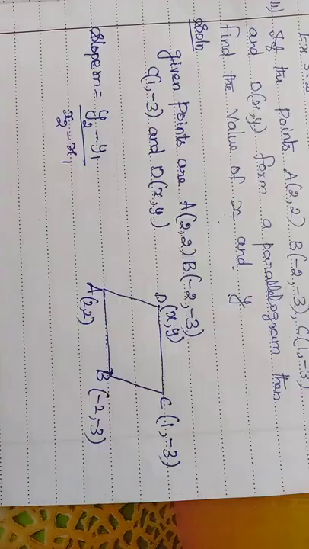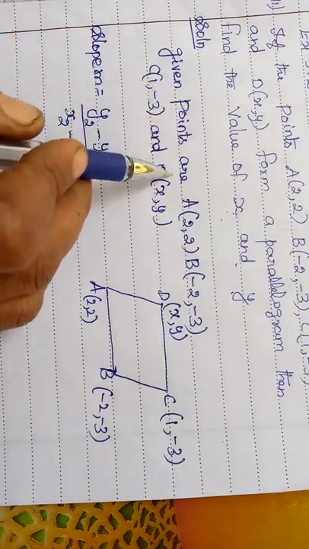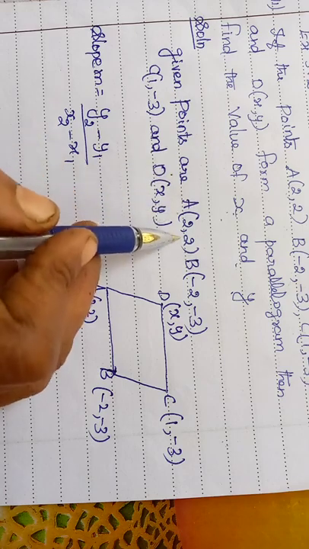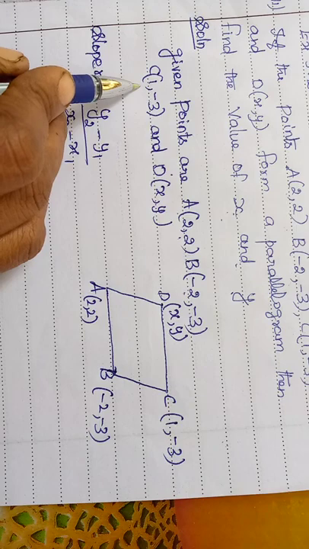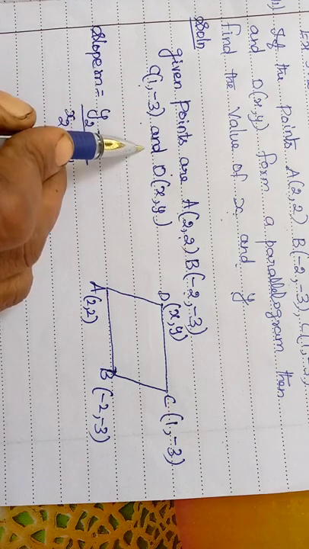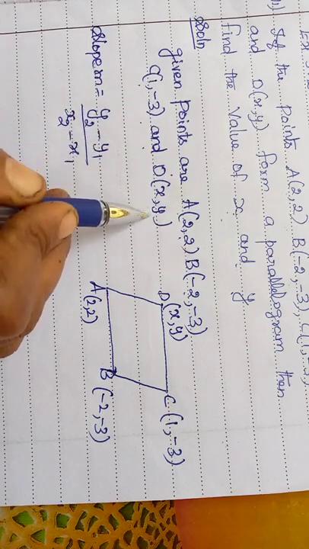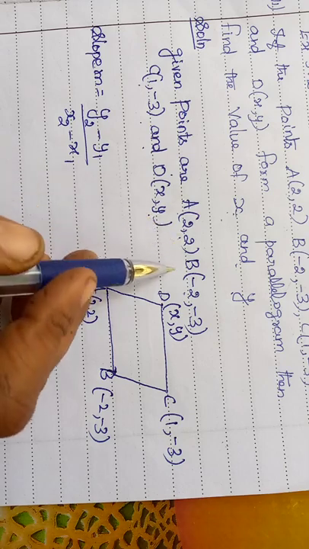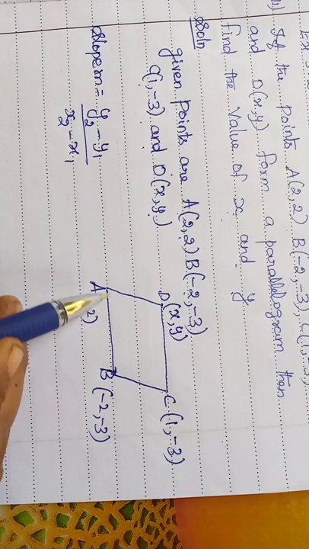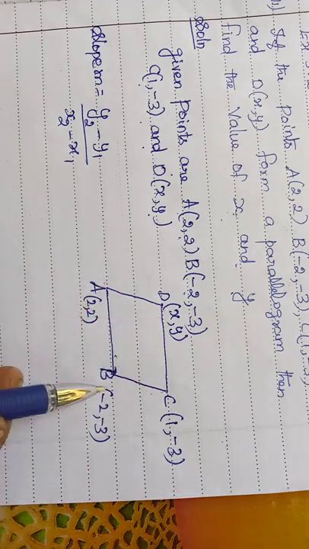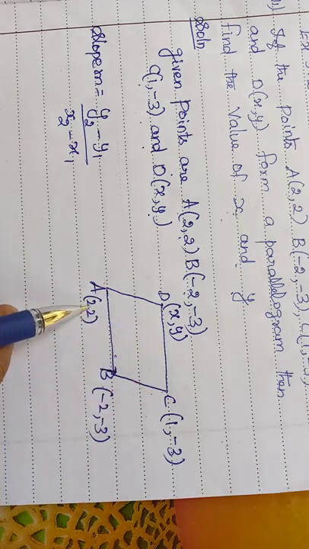Okay, let's write the given points: A of 2 comma 2, B of minus 2 comma minus 3, C of 1 comma minus 3 and D of x comma y. Okay, so given there it is the parallelogram. Let's draw the parallelogram roughly and name it A, B, C, D and write the points. Okay, here how to do?